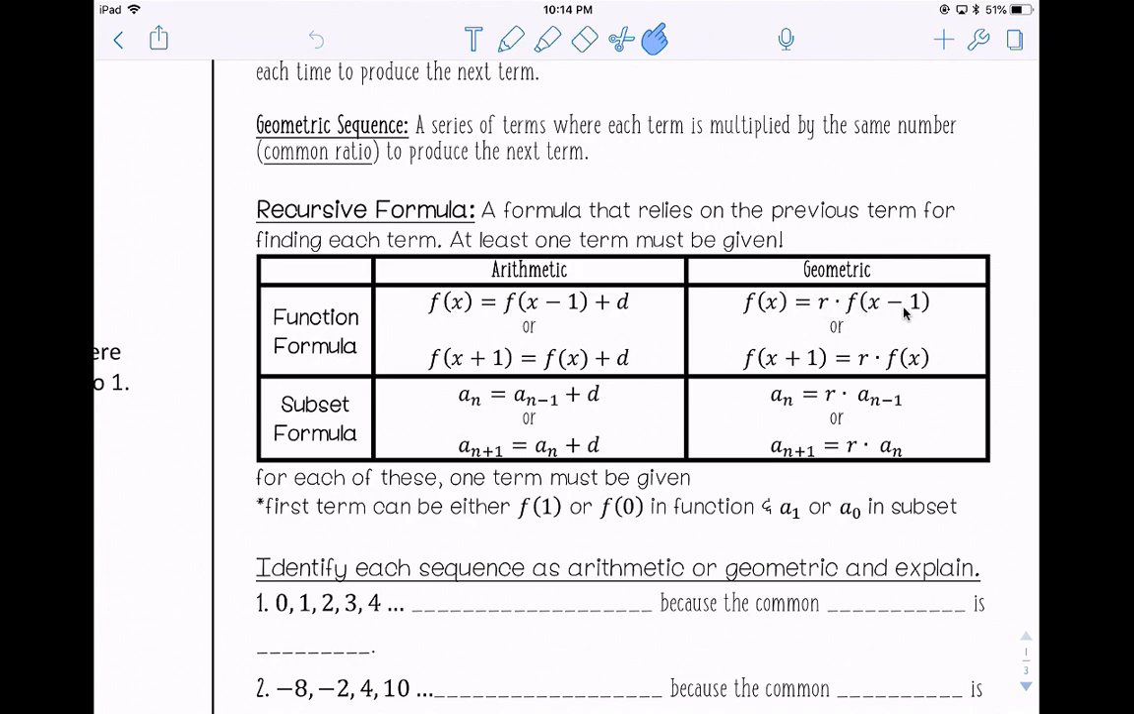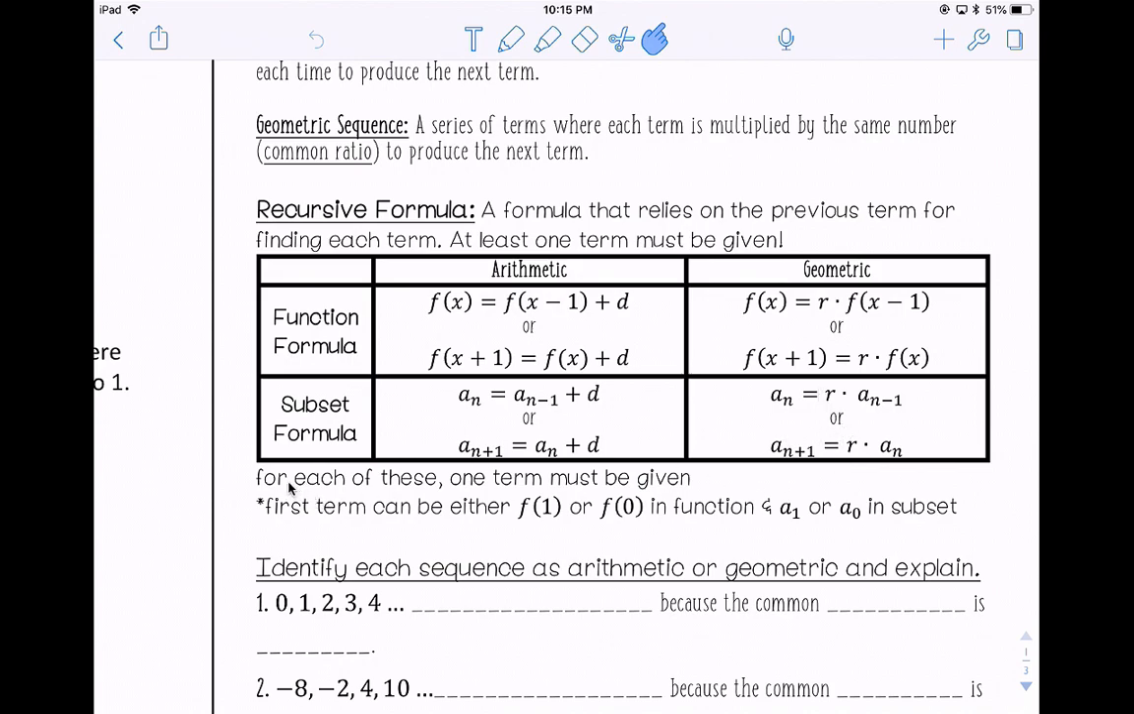So f of x minus 1 means the previous term. F of x plus 1 means the next term. F of x is the current term, and r is the common ratio. Same thing here. A sub n minus 1 is the previous term. A sub n plus 1 is the next term. A sub n is just the current term, and r is the common ratio.